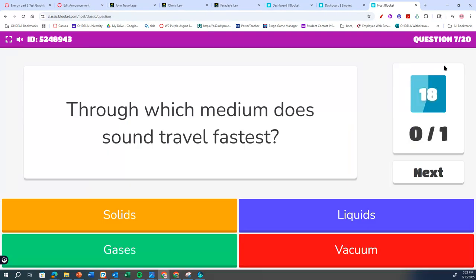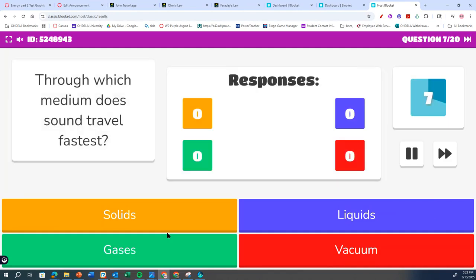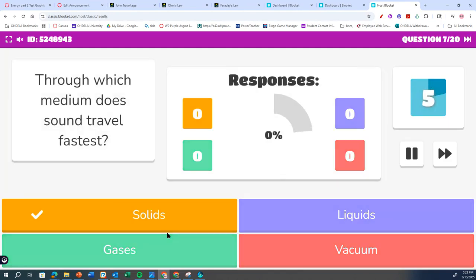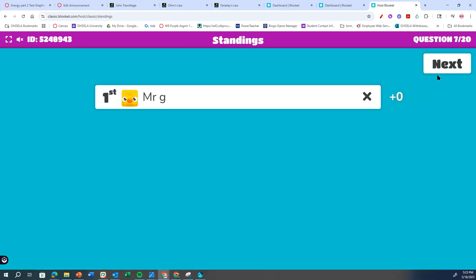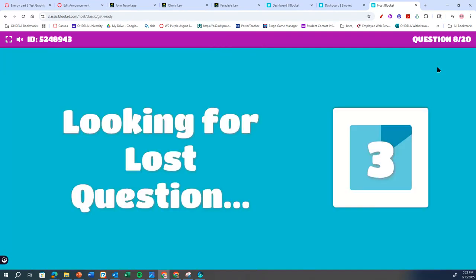Through which medium does sound travel the fastest? The particles that are closest together are the solids. Gases are furthest apart, so sound travels the slowest in gases and the fastest in, whoops, I ran out. Okay, solids. Oh, missed it. My phone went off and cut me out.